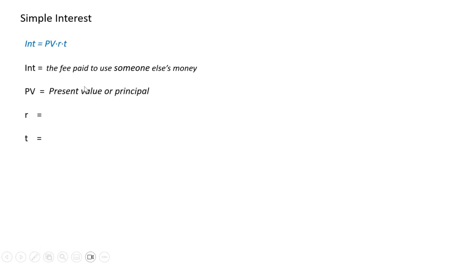Okay, now, guys, for simple interest, there are two formulas that you have to know. This is the first one. I believe in the book it has I instead of INT, but I like to put INT because it stands for interest. So we're going to be solving simple interest. The INT, or the interest, is a fee paid to use someone else's money. The PV is the present value or the principal. R is the interest rate and is always in decimal form. And the time is always in years.